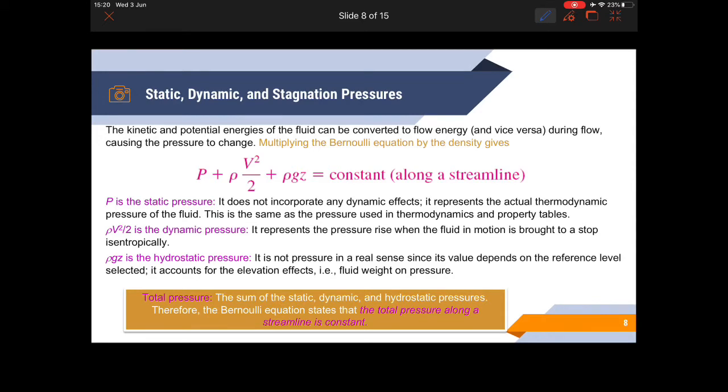In the Bernoulli equation, we can identify that the first P here is the pressure that we want to measure. It is also known as static pressure.